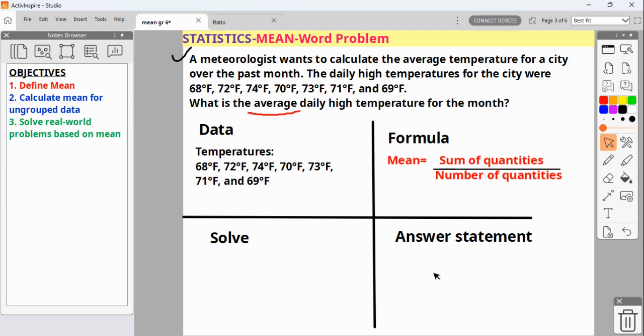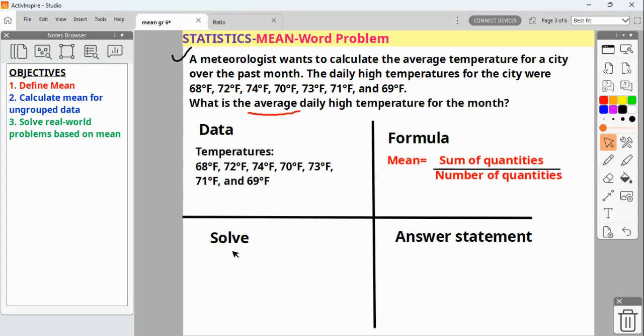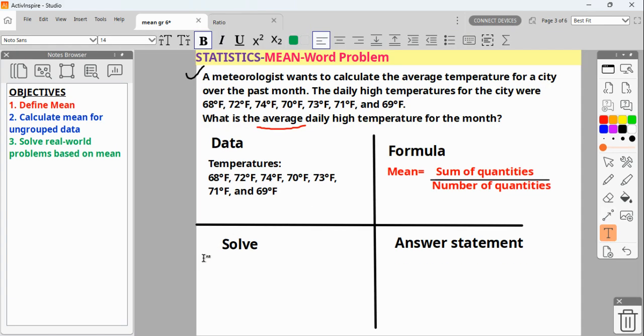Next, what we have to do is solve. We know very well what we have to do. We have already discussed the steps here. Write the formula, that we have done. Next step, put values in the formula. Then the third step, find the sum. Then divide. Then write the value for mean. So I have already written the formula. The next step is to put the values in the formula.